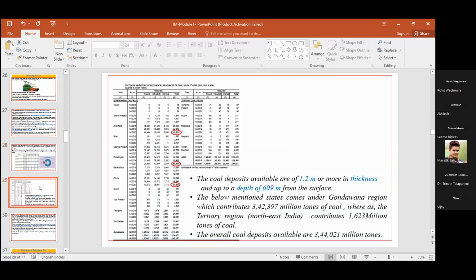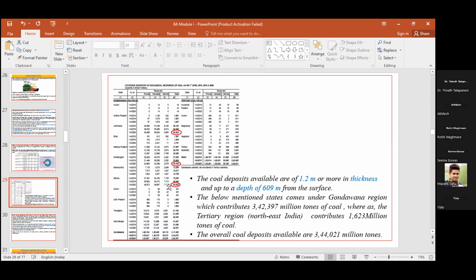And we can also see the distribution of these coal deposits in our country and the various states which are contributing to the production of coal. If you see, states which belong to central India, especially Jharkhand, Odisha, Chhattisgarh, these are the states which have a good amount of coal deposits.